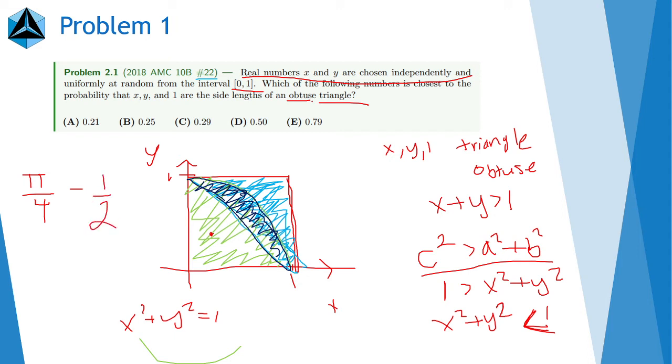Now we want to find which of the following numbers is closest to the probability. Pi over 4 is about 0.79. You can do the calculations to verify that. 1/2 is 0.50. If you subtract that, you're going to get 0.29. So we have our answer right here, C. And so that problem is finished. Not too complicated, simple geometric probability. So let's move on.